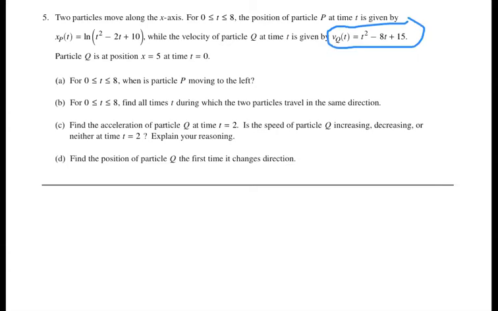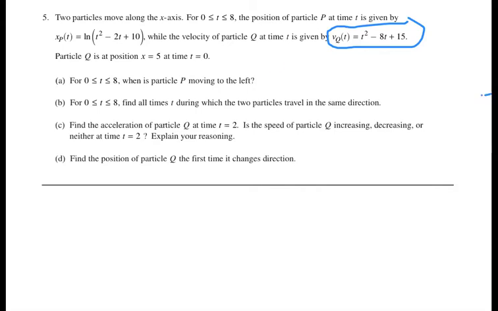And we want it at time t equals 2. And then we want to know, is the speed increasing, decreasing, or neither at 2? So we did this one a while back. To know if we're speeding up or slowing down, the acceleration and velocity both have to have the same sign. But to get acceleration, we have to do the derivative of this.